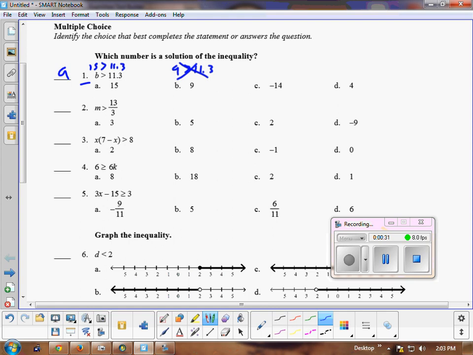either. Number 2, 3 goes into 13 about 4 times. So let's say 4 point something times. Now, I don't even have to figure that out. So if I put 3 in here, that's not true. If I put a 5 in there, 5 greater than 4, that is true. And the 2 would not be true, and neither would be the negative 9.